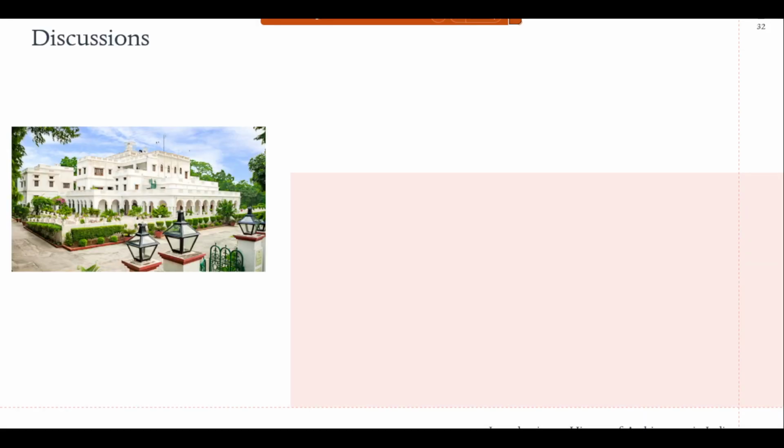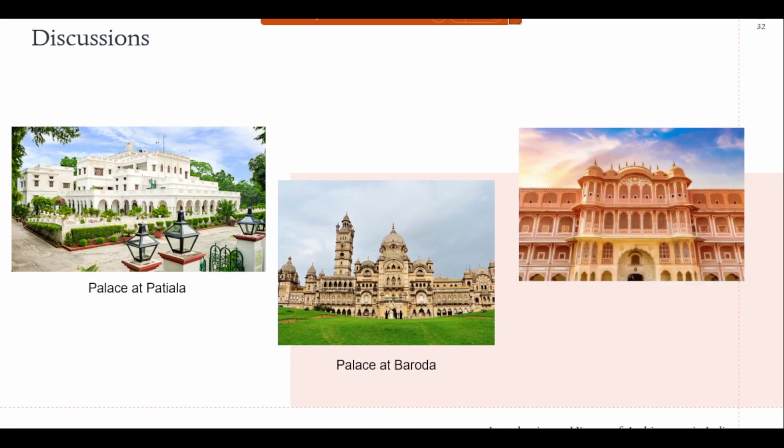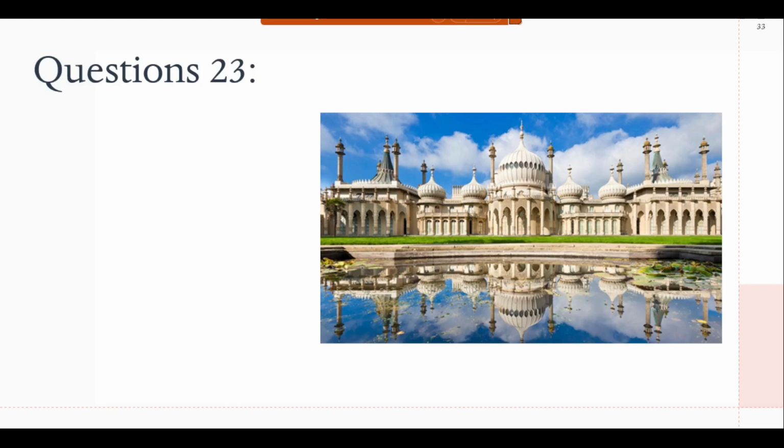Okay. What about this structure? Is this building a palace? Yeah, in Pune. Okay. So this is the palace at Patiala. This one? Lakshmi Vilas, Baroda. This one? Jaipur.